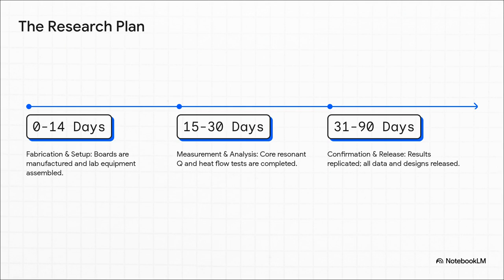And what's so cool about this is that it isn't some far-off theoretical project. This is an active plan with a real timeline. The first 2 weeks are for building the boards and getting the lab ready. Then they've got a month to run all the tests and analyze the data. After that, they take about 90 days to confirm everything in a second lab and then release everything, and I mean everything, to the public. This is what science in action looks like.